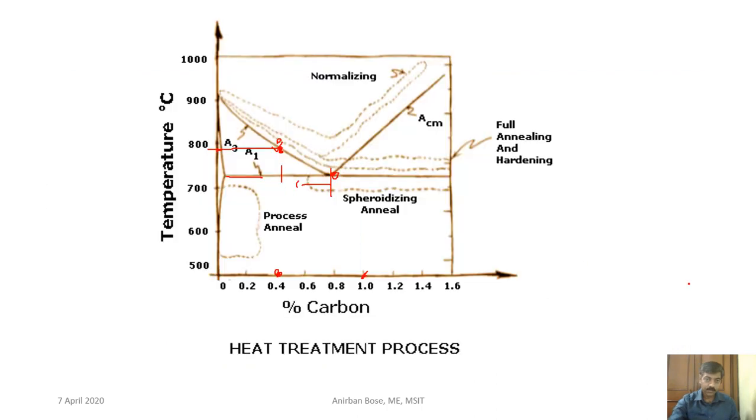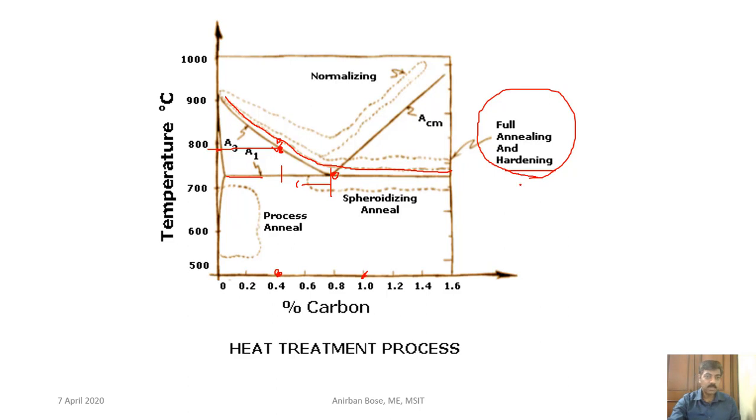Okay, so basically the range is like this for the annealing: 30 degrees centigrade above the upper critical temperature for the hypoeutectoid, and 30 degrees centigrade above the lower critical temperature for the hypereutectoid steel. Clear? So this is the guideline for the full annealing, and this is also the guideline for the hardening or quenching process.